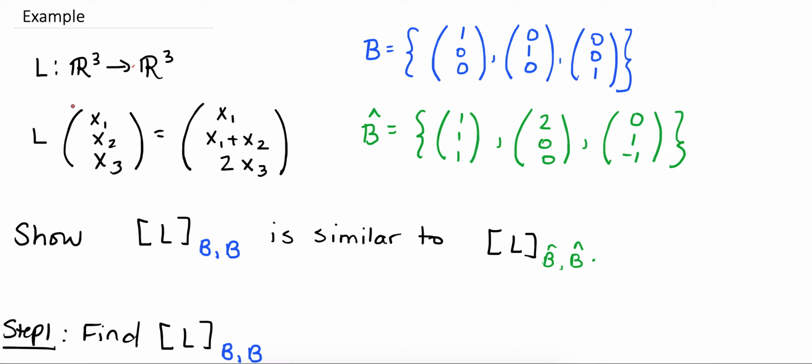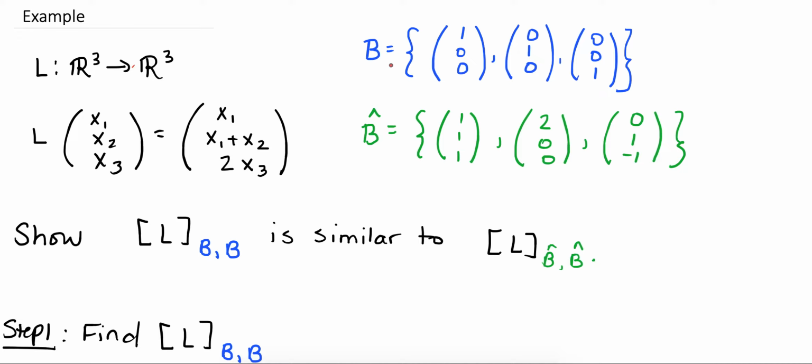So let's look at it. We're taking R3 into R3, and what we're going to do is, for any vector, we know that it has three pieces, x1, x2, x3, and L is going to send x1 right here to x1. Then for the second entry, I'm going to add these two, and then for the third entry, I'm going to multiply the third entry in the domain by 2. Okay, so one thing you could do is check that this is actually a linear transformation. It is. We're not going to do that, but you could do it.